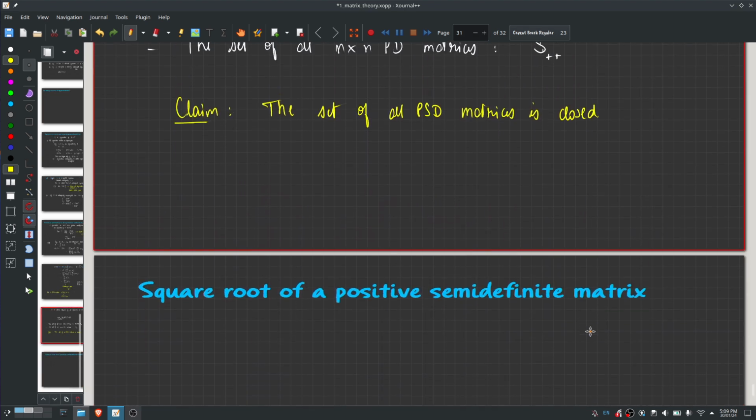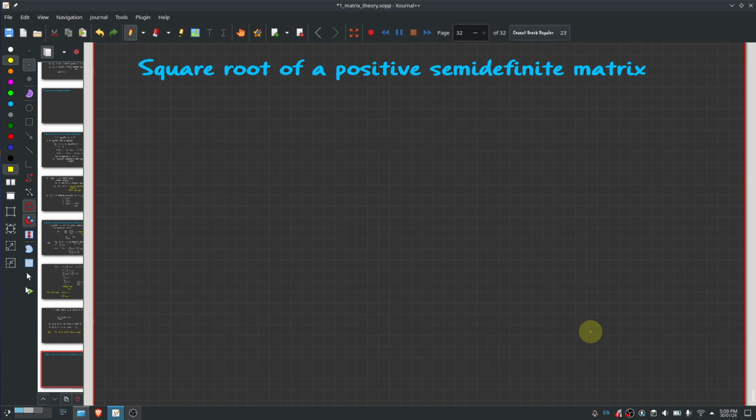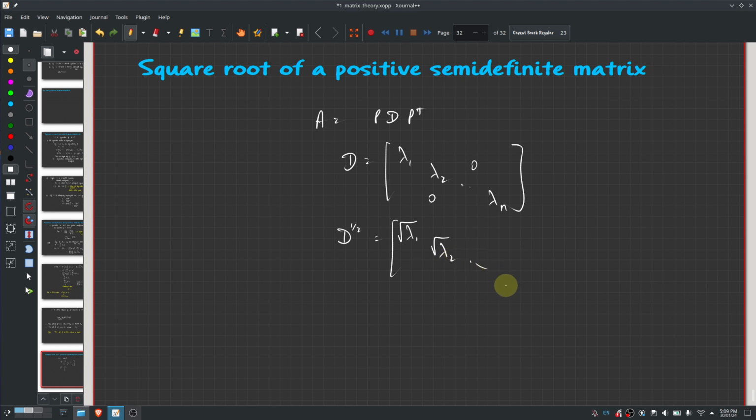And another nice property of positive semi-definite matrices is that they have a valid square root, right? Because we can write A as P D P transpose, and every entry of D is non-negative, right? So D equals lambda 1, lambda 2 up to lambda n. So if I look at D to the half, which is defined as square root of lambda 1, square root of lambda 2 up to square root of lambda n, and all the off-diagonal entries equal to 0, then what can I say about P D to the half P transpose? If I multiply this matrix with itself, what do I get?